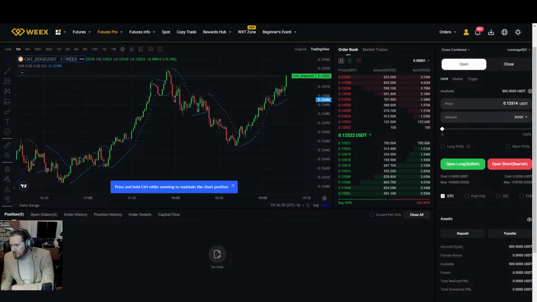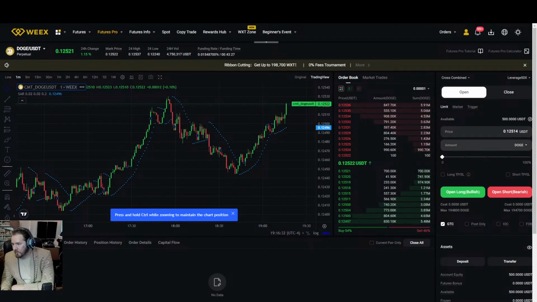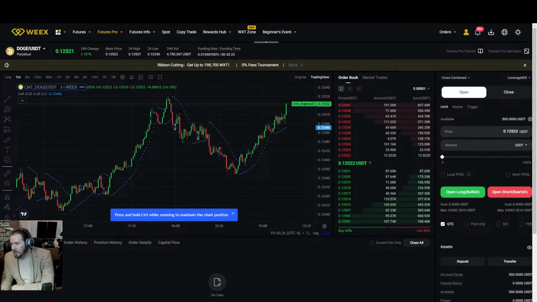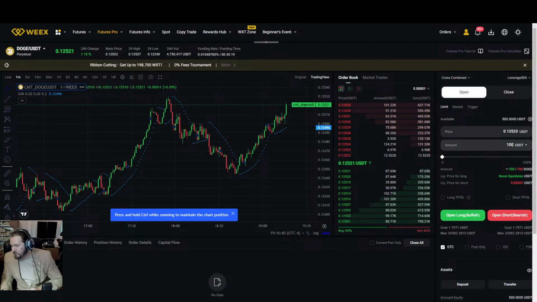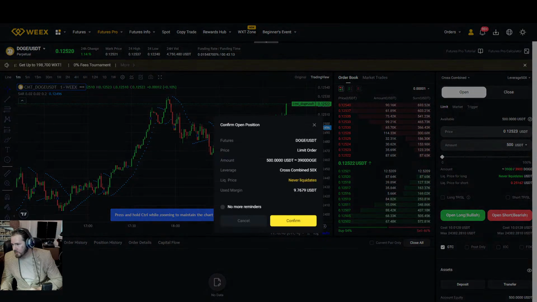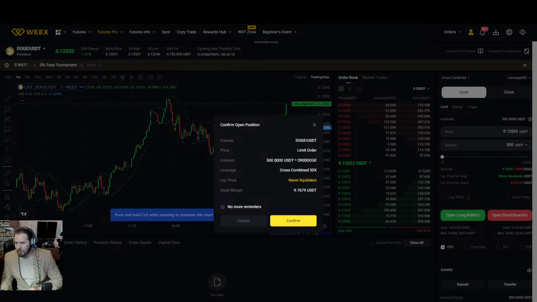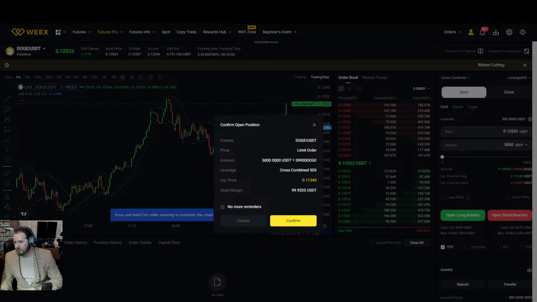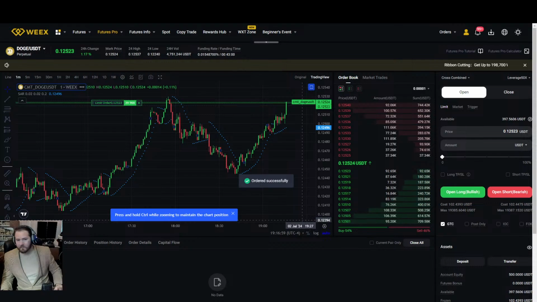And for $500, let's change this to USDT. I'm missing the trade. Let's put 100. Nope, 500 USDT. That'll put about $10 margin, I believe. And I would never be liquidated on this trade. Let's go a little bit riskier. Let's put 5,000. That'd be 100 USDT. My liquidation price would be 11.349. Let's do it.